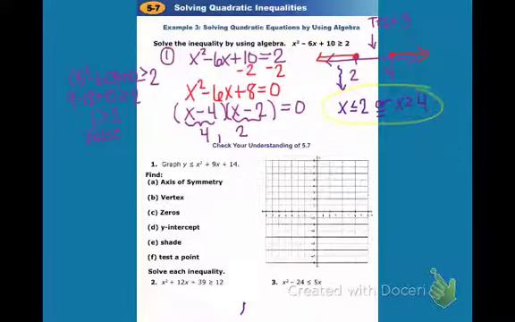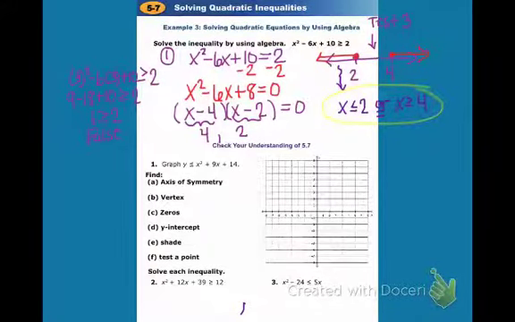Okay, so that's the way we solve them algebraically: we make it into an equation, we solve that equation to find the critical values, we test a point, and what I do is I always test a point between the critical values. If it works, shade between them. If it doesn't, shade outside of them, and then it will be a disjunction, as in this case.